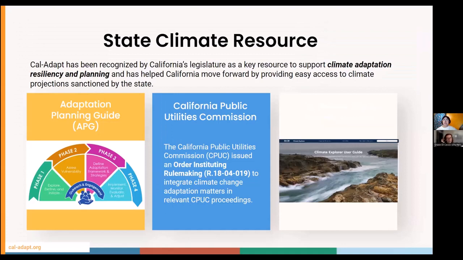Next slide. CalAdapt has been recognized as a key resource across lots of different agencies. So CalAdapt informs the adaptation planning guide for the state. CalAdapt data is used by the California Public Utilities Commission in their planning processes. And then it's an important state resource across different sectors and fields. Next slide, please.